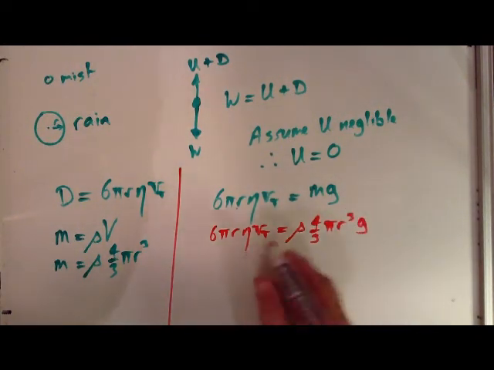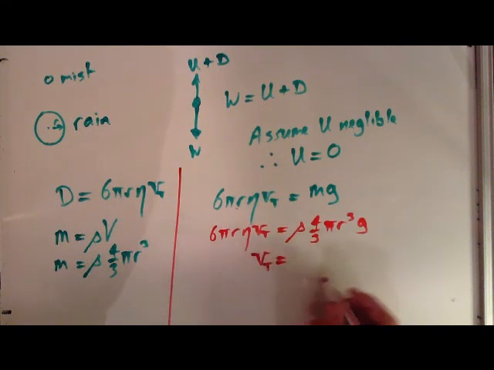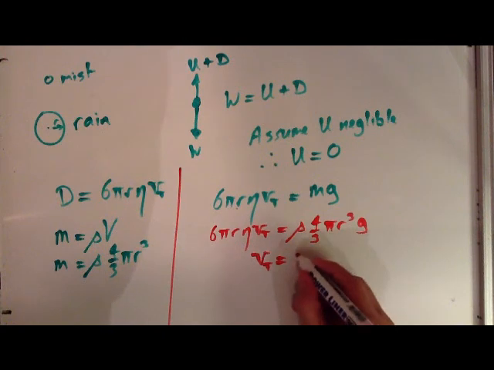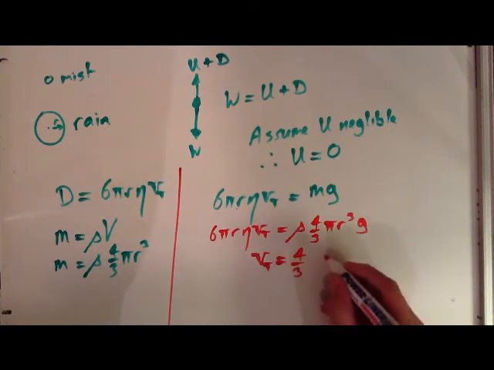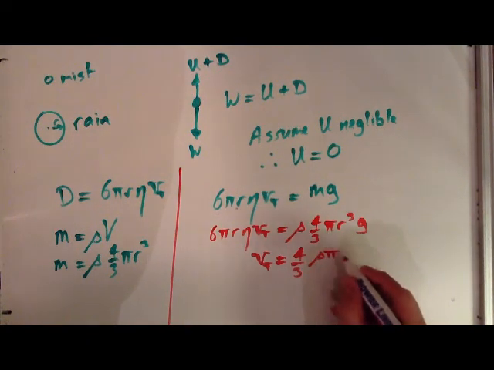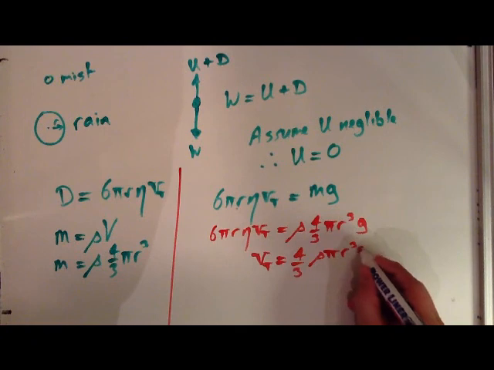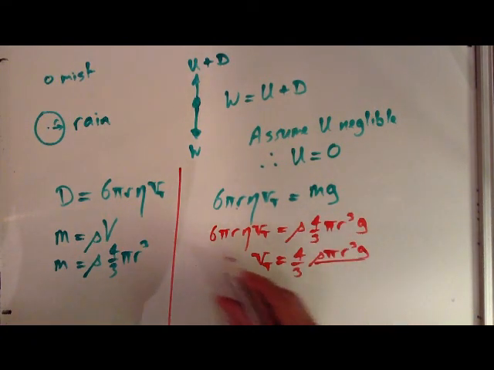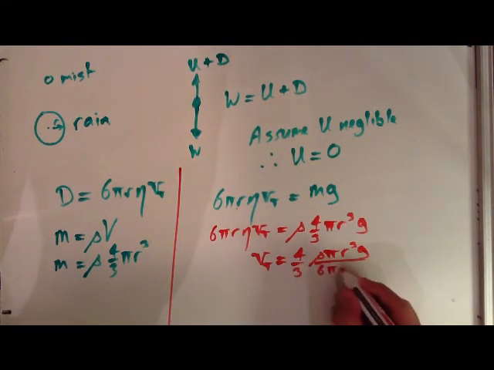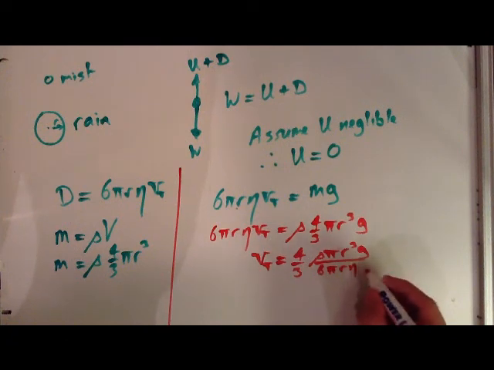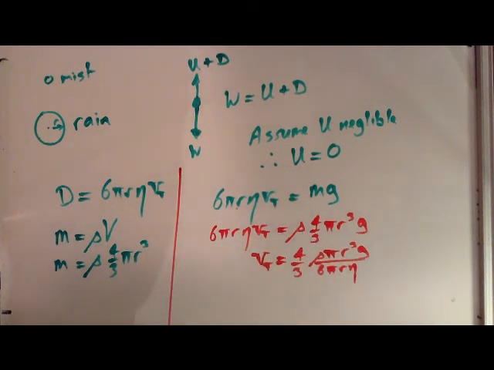Now I'm going to isolate Vt on its own. So I'm going to move everything across. I'm going to put 4/3 rho pi r cubed g over here, and then pop everything else under this. So I've got 6 pi r eta, and the Vt stays over there.